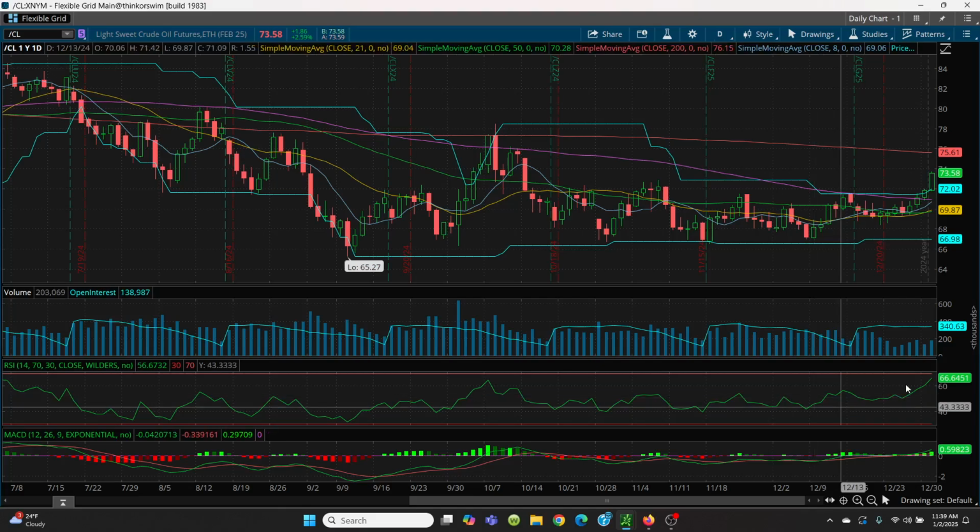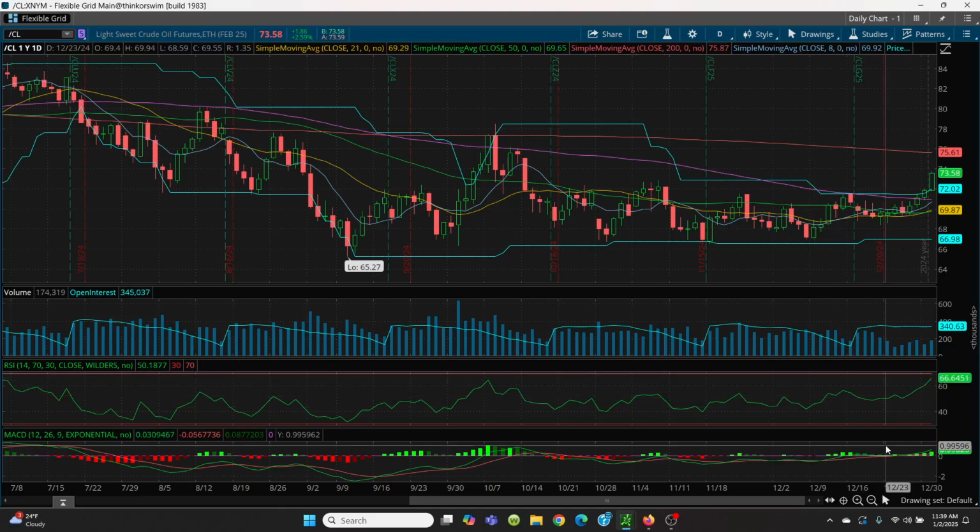Now, you look at your RSI, you've got plenty of room to run up here. You can hit that 70 mark. Your green is over your red. So this is actually looking like a very, very bullish situation now.